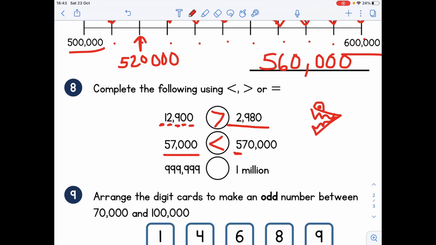Again, we look here, we've got 999,999, 1 million. And again, we don't have to write the number out, but we can see straight away that we've got a 1 in the million column, whereas here we've got 900,000, so nothing in the millions column, so 1 million is bigger.